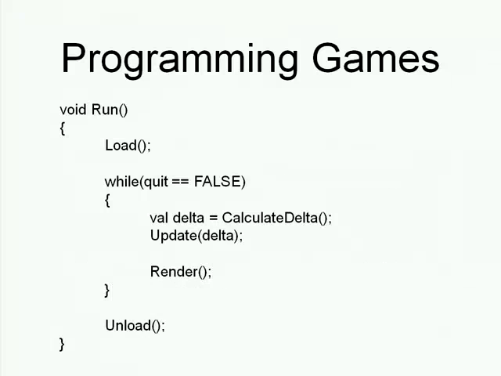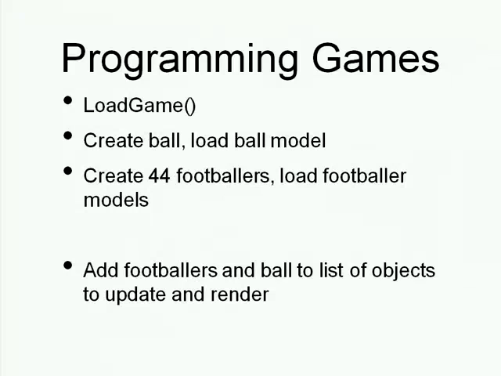So I'll step into each of these sections a bit, starting with the load. For AFL Wii, what we would be doing is loading the game, which would entail creating the ball class and loading the ball 3D model up, and also its textures, creating the 44 footballer players, because there's 44, that's including subs in AFL, I'm pretty sure. Anyone you know? Anyway, and then we'd load each of their models and each of their unique skin textures and face textures and that kind of stuff.